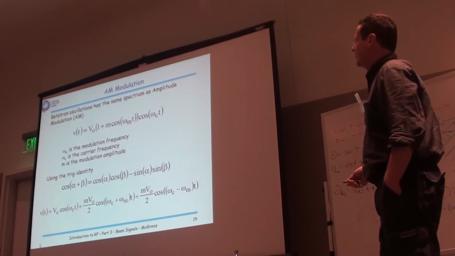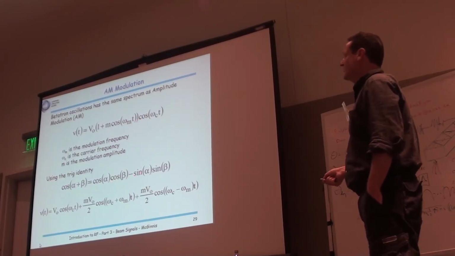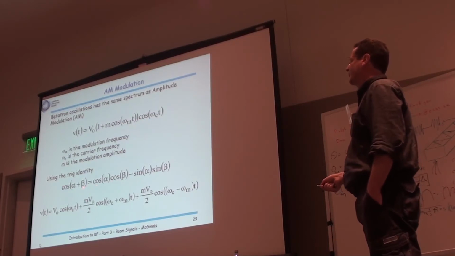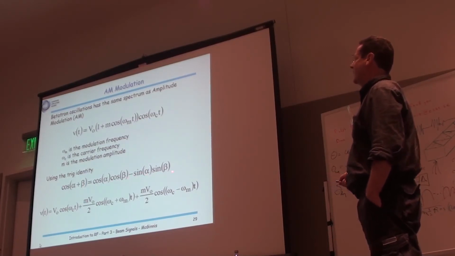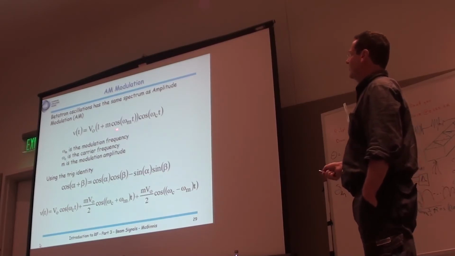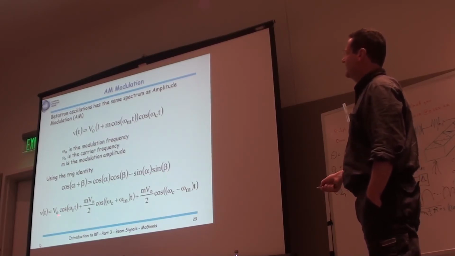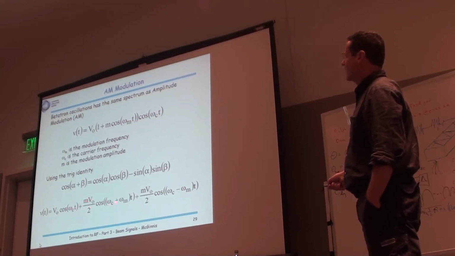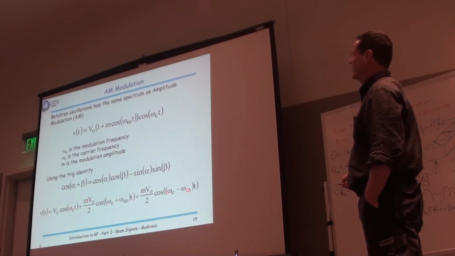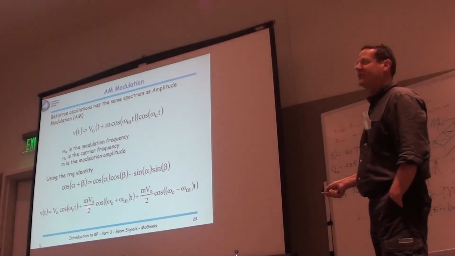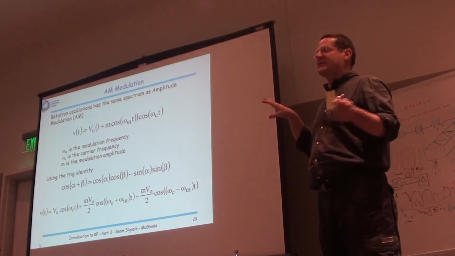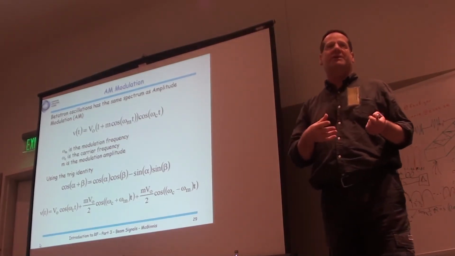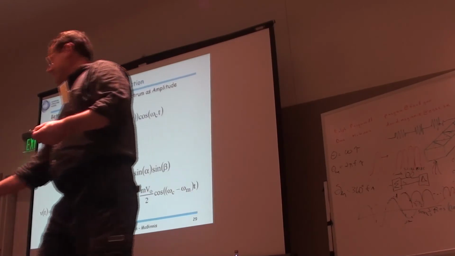So this is what we've talked about before. You guys should really just know this, super straightforward. Cosine of a plus b is equal to cosine a cosine b minus sine a sine b. So therefore, you can rewrite this: v of t is v cosine omega carrier t, plus m over 2 cosine of omega carrier plus omega m, plus cosine of omega carrier minus omega m. So you get the plus frequencies and the minus frequencies. Make sure you understand how to do this, because that's how you're going to figure out how mixers work, and that's how spectrum analyzers work.